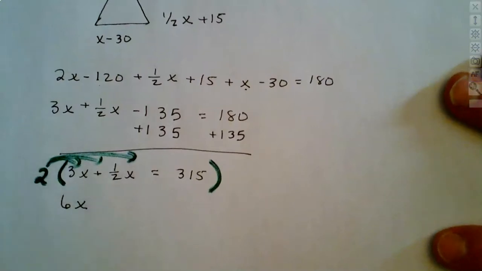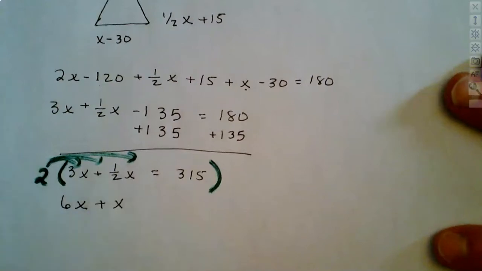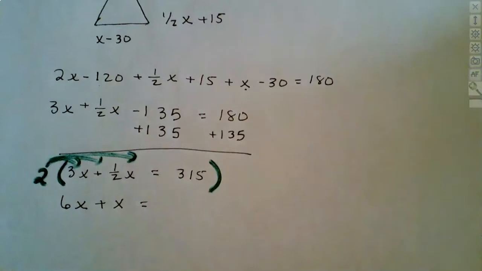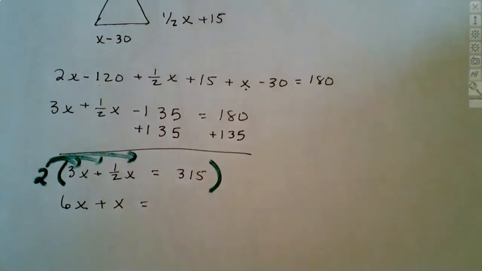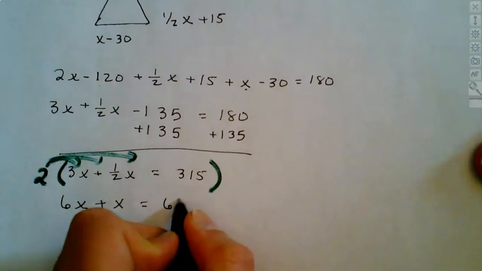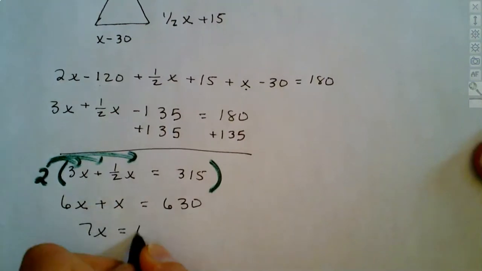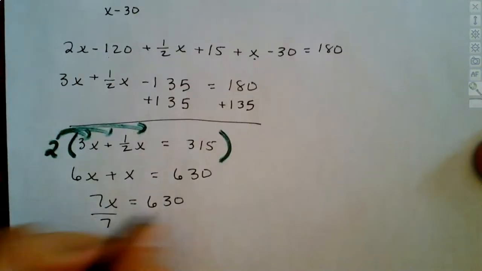So that's going to be 3 times 2 is a 6. Half is gone, so that makes it an x. And then don't forget the right-hand side, 315 times 6. Or sorry, 315 times 2 there. My mistake. Is 630. So that gives me 7x equals 630. Divide by our 7.